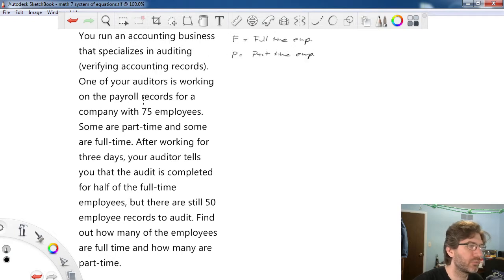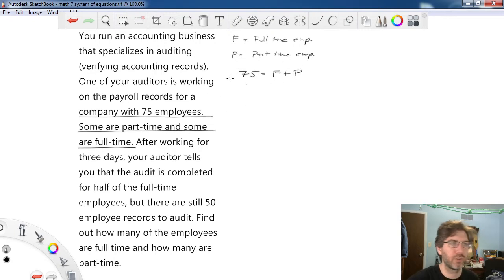employees. And based off of your company has 75 employees, some are part-time and some are full-time, we know that 75 has to equal your full-time employees plus your part-time employees. So the total has to be 75. They go together. Straightforward there. After working for 3 days, your auditor tells you that the audit is complete for half of the full-time employees. So half of the full-time employees, 1/2 times however many full-time employees you have, is going to equal however many they actually did.